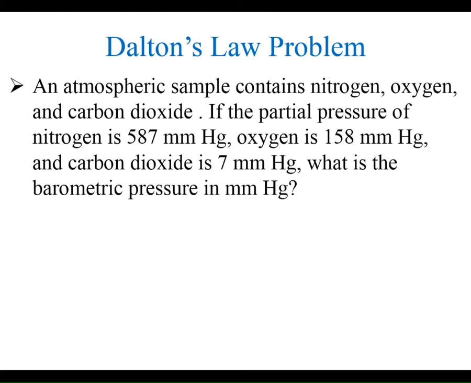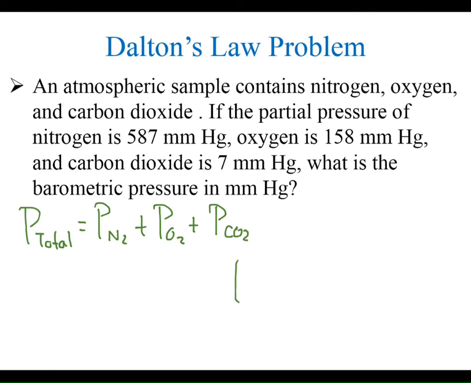So the total pressure is going to be the pressure of the nitrogen plus the pressure of the oxygen plus the pressure of the carbon dioxide, right? So let's just add them up here. 587 plus 158 plus 7 millimeters of mercury. And what'd you get? 752. 752 millimeters of mercury.